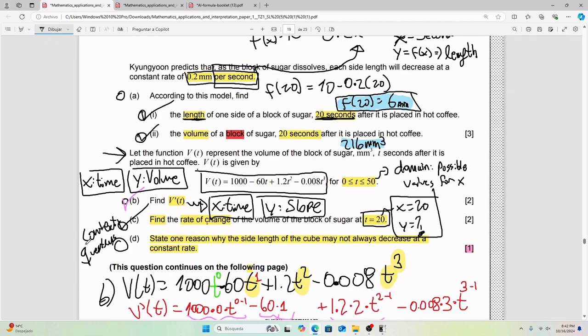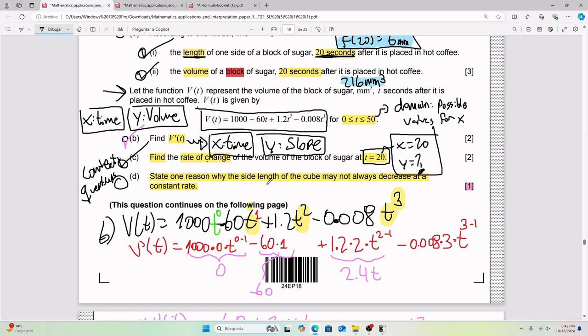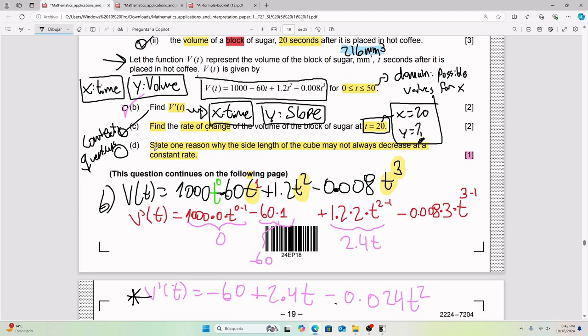So if you're running low on time and you want to get a couple extra points, be on the lookout for context questions so you can answer them quickly, or maybe even answer them right away. You know, why not? Who cares, ¿cierto? But yeah, in this context, we need to state one reason why the side length of the cube may not always decrease at a constant rate.